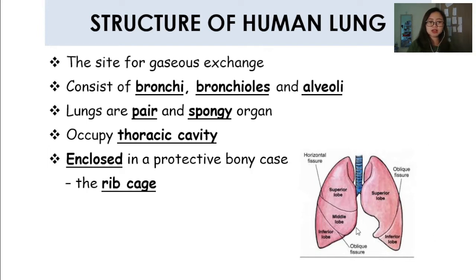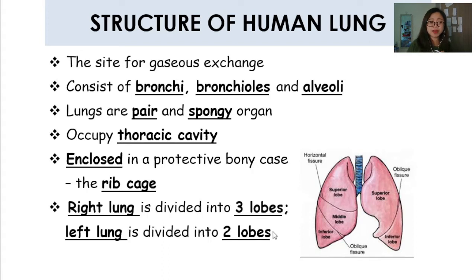And as you can see here, the shape of the left lung and the right lung is not the same. The right lung will be divided into 3 lobes. You see here the superior, middle, and inferior lobe. Maksud superior adalah di atas. Maksud inferior adalah di bawah. So ini bahagian di atas, bahagian di tengah, bahagian di bawah. Whereas the left lung is divided into 2 lobes only. So it's only the superior and the inferior lobe.